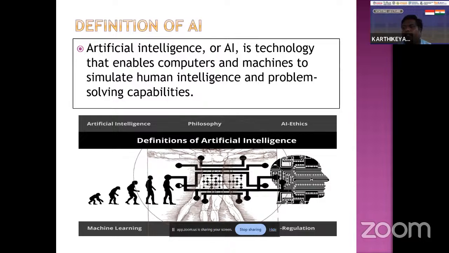Deep learning is a method of artificial intelligence that teaches computers to process data in a way that is inspired by the human brain. Deep learning models can recognize complex patterns in pictures, text, sound, and other data to produce accurate insights and predictions. And AI encompasses a wide range of techniques and approaches, including machine learning.